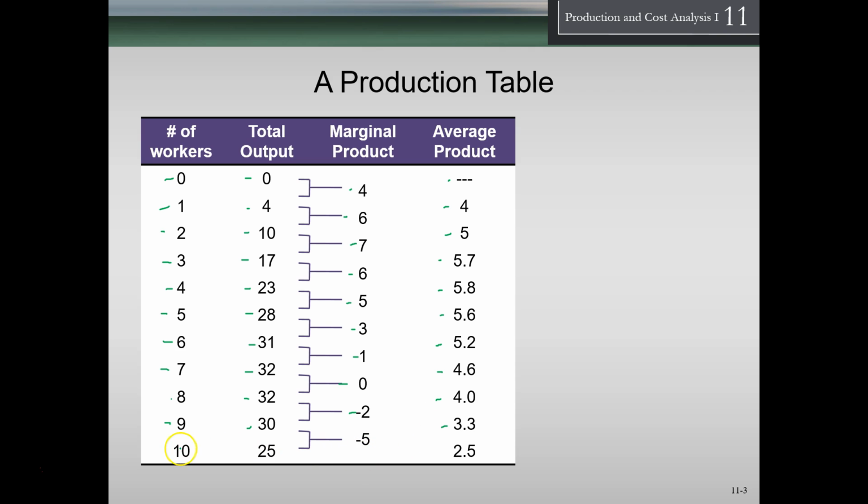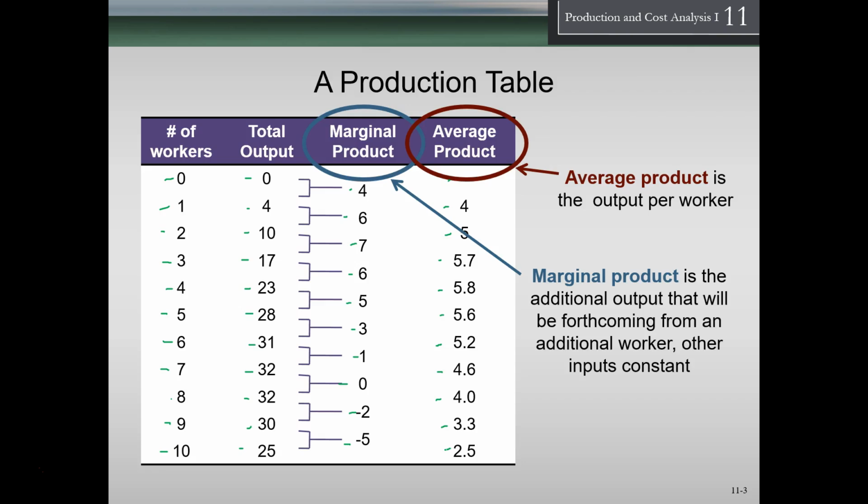And then if we did it one more time, of course, same thing. We went up to 10. Now we're only producing 25. We have a loss of 5. So that's not good. So now we're down to 2.5. If we saw this graphically, the graph would look something like this.